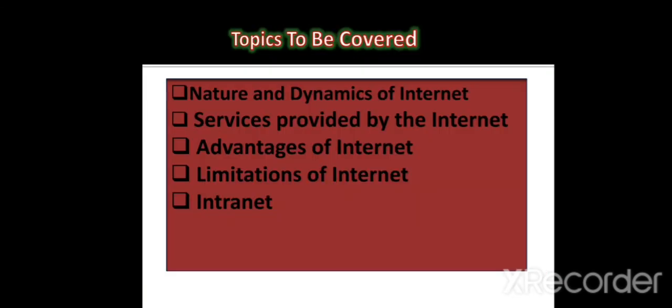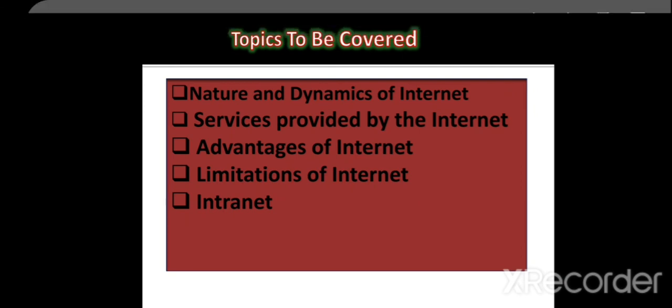The topics of unit 1 that we'll be covering today are nature and dynamics of internet, services provided by the internet, advantages of internet, limitations of internet and intranet. Now let's begin with the first one, nature and dynamics of internet.